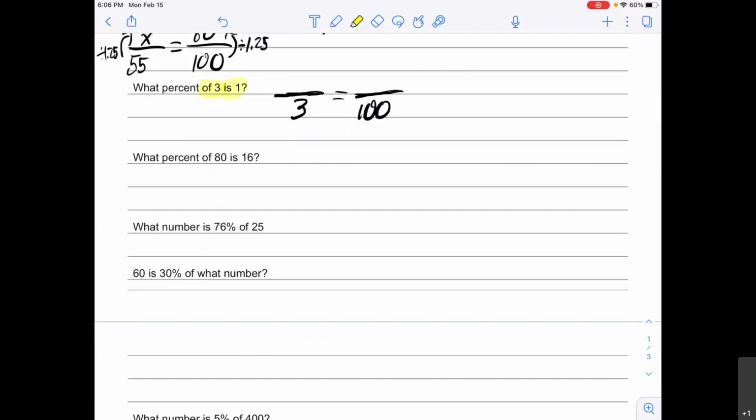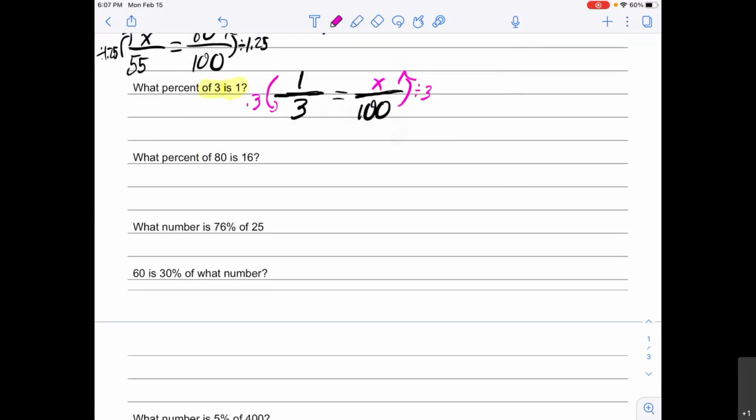I also see that I have "is 1." "Is" is a clue word for the part, so I have the 1 there. Now I can just solve this proportion. Looking for a relationship, I see that 1 times 3 is 3. So I can do 100 divided by 3 to get my unknown.